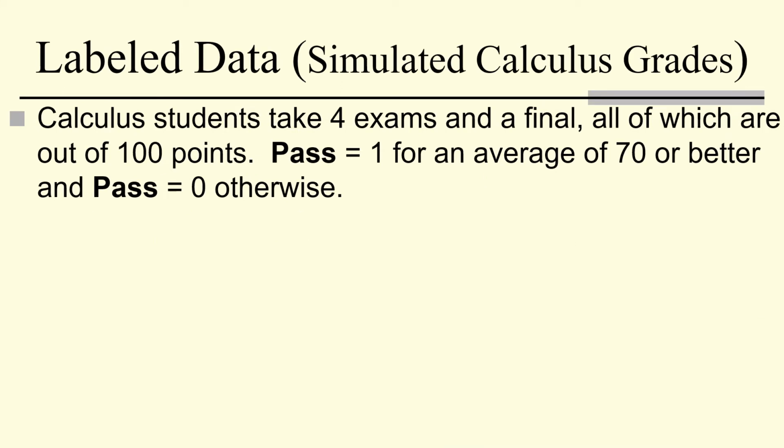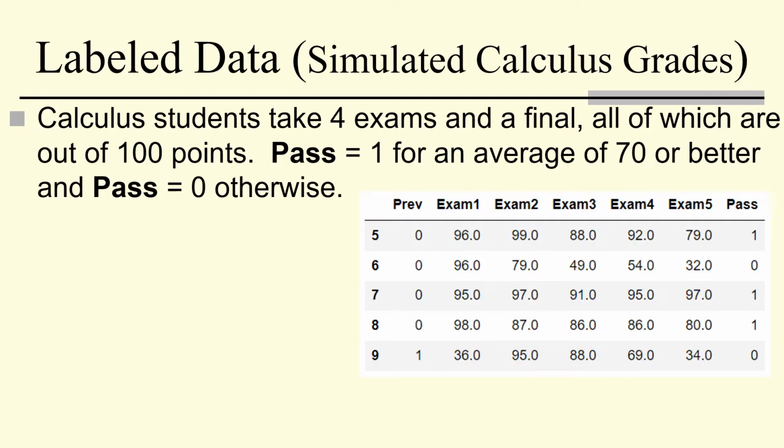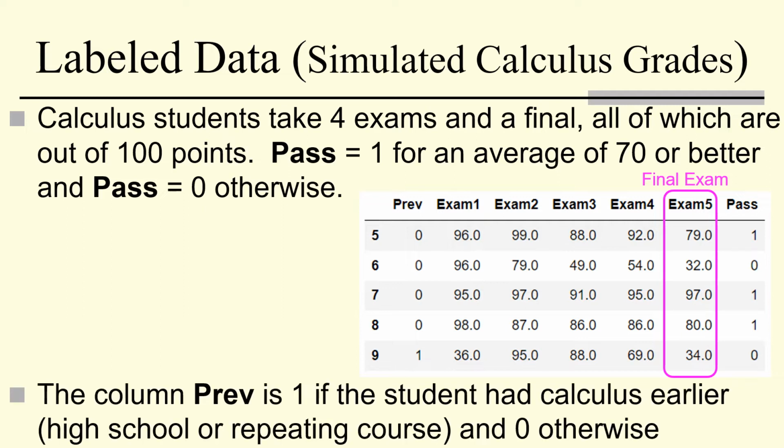So let's look at some data. Calculus students, in a college calculus class, take 4 exams and the final. Each is out of 100 points. And then we'll have a variable pass, which is 1 if they get an average of 70 or better and 0 otherwise. Here's our data. And of course, exam 5 is the final exam. This column previous is 1 if the student had calculus earlier, in high school, or they're repeating the course, and 0 otherwise.